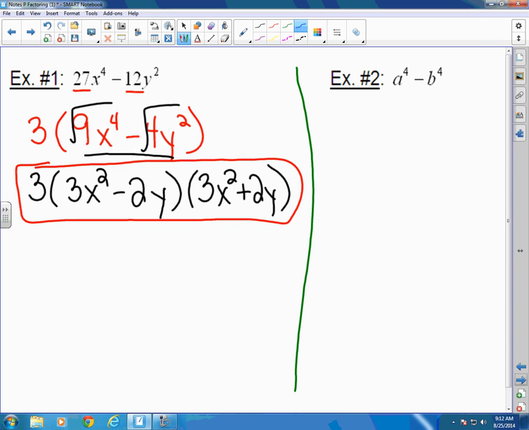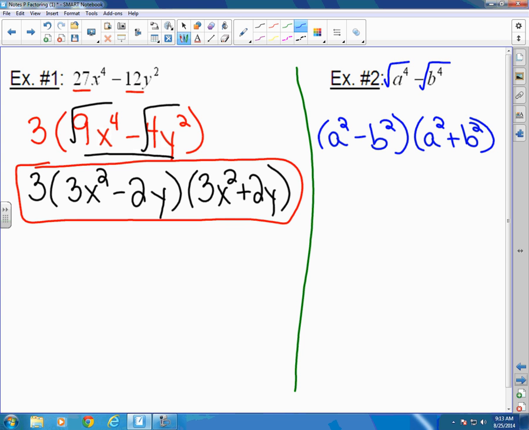So if we look at our second problem, we have a to the fourth minus b to the fourth. Again, it's a binomial. It doesn't have a greatest common factor because there's no numbers or variables that they have in common. But it is a difference of two squares, so we want to try and factor it. And that follows the same a minus b, a plus b pattern. So a to the fourth, if I take the square root of that, it's a squared. B to the fourth would be b squared. And then I would have my a squared plus b squared. So I have the difference and then the sum following the pattern.